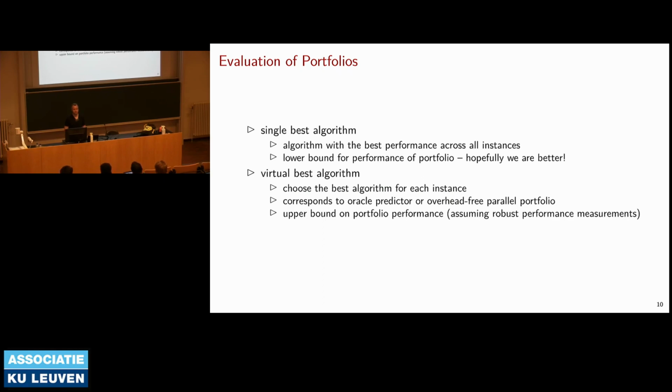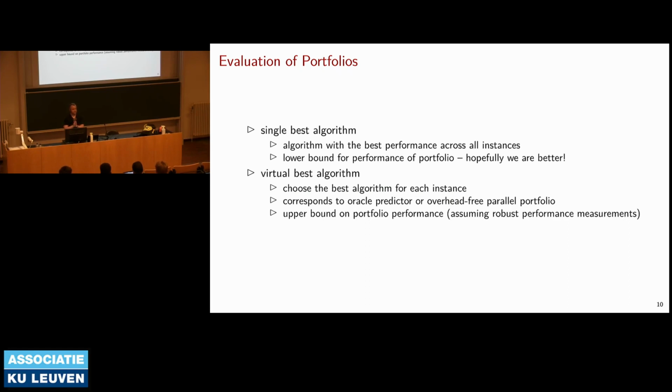In particular, if we're not doing better than that, then there was really no point to doing any of this in the first place, right? We want to do better than that. And then on the other side, we have the virtual best algorithm, where we say that we now have our portfolio, and we have a magic oracle that tells us for each problem instance, this is the best one. Don't question it, just use it. And if we have that, then we get an upper bound on our performance, because we cannot possibly do better than always making the perfect choice.